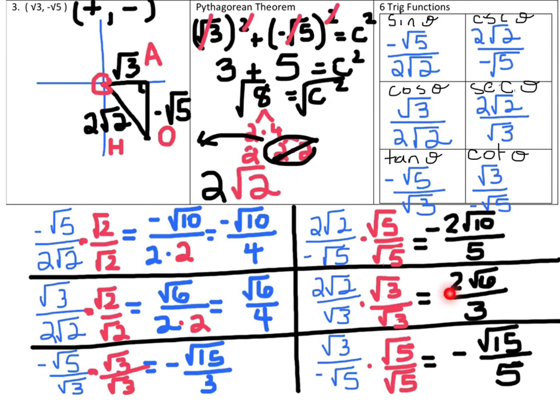2 on the outside carries over. Multiply the roots together, you get 6. Those just multiply to be 3. Multiply the roots together, we got 15. Those, root 25 is back to 5.